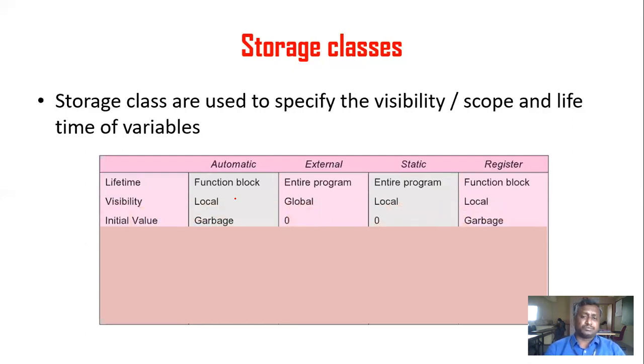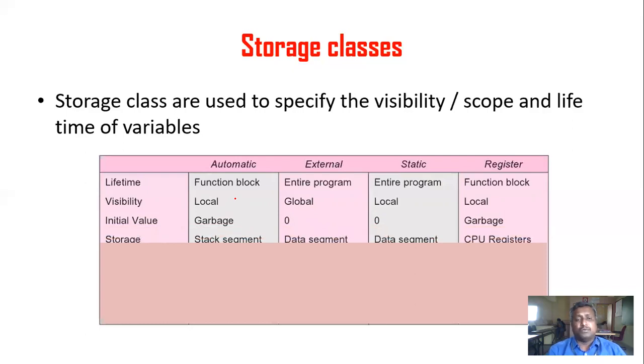Next, the initial value. For the automatic storage class, the initial value will be a garbage value. Garbage value means some random value related to the OS and memory optimization, which will be stored in this variable when you declare it to be an automatic storage class. Whereas for external and static, the initial value will be 0, and for register, it will again be garbage.